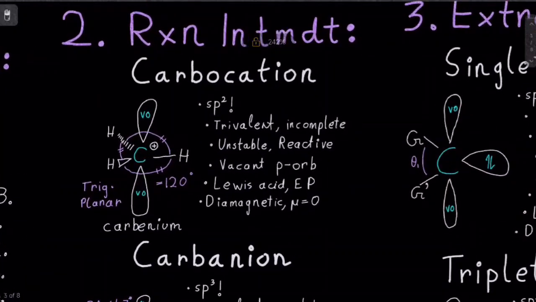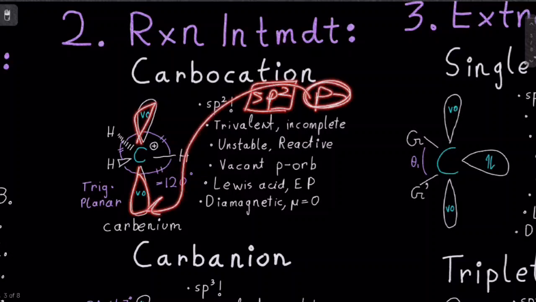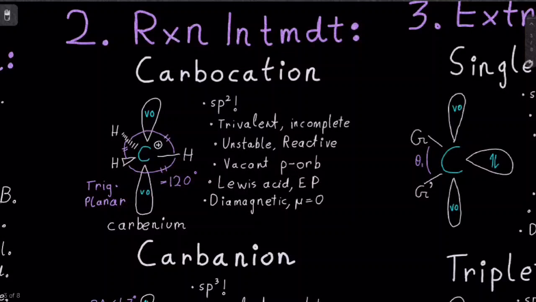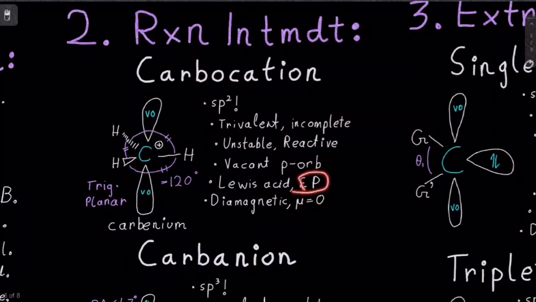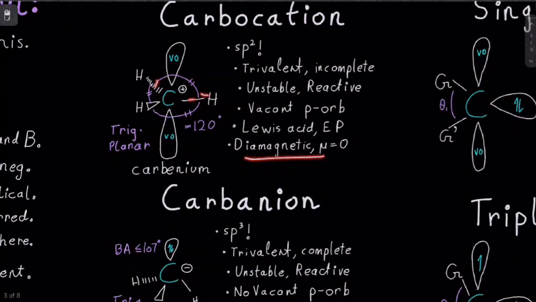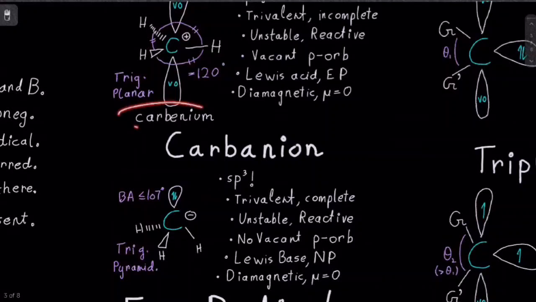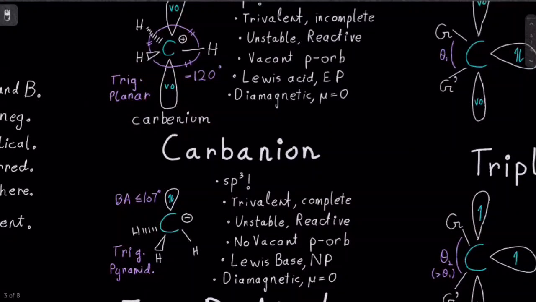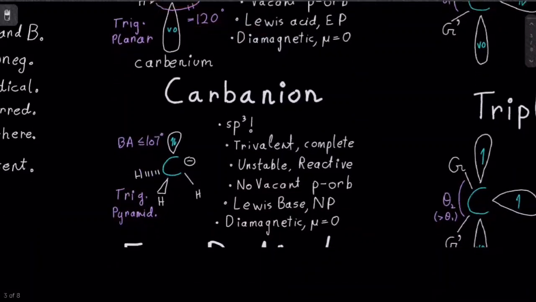Now, a carbocation, all of you know, the central atom carbon is sp2 hybridized, trivalent. It has an incomplete octet, 6 electrons instead of 8. It is unstable and reactive. All intermediates are unstable and reactive. It has a vacant p orbital because this was sp2, and any atom has 3 p subshells. So one p is vacant here, like this. So this is the vacant p orbital. This acts like a Lewis acid. It can take in electrons, and since it wants electrons, we can consider it electrophilic. And this is diamagnetic, as all these electrons are paired. Also this is known as carbenium ion. It's trigonal planar, and the bond angle between 2 hydrogen atoms is 120 degrees as expected.